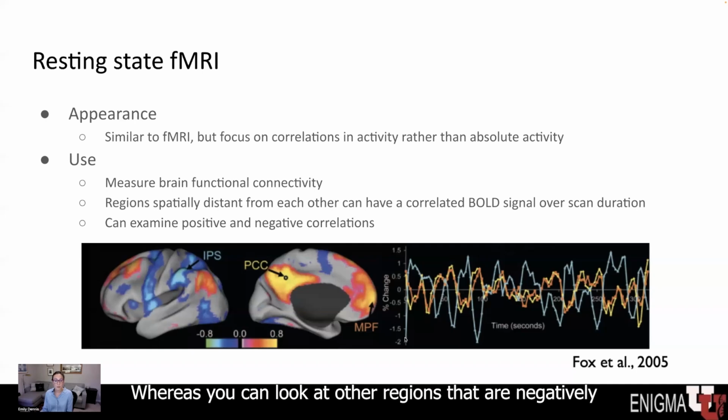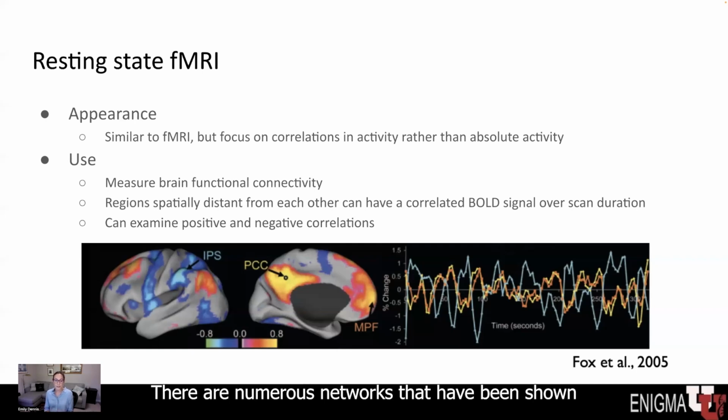Whereas you can look at other regions that are negatively correlated, meaning they're doing the opposite. One of these is the inferior parietal sulcus, which you can see here in blue in the graph. When the PCC and the mPFC are down, the IPS is up and vice versa. And these two are kind of anti-correlated over the course of the scan. So regions that are spatially distant from each other, and in some cases not actually directly structurally connected to each other, can have correlated BOLD signal over a scan duration.